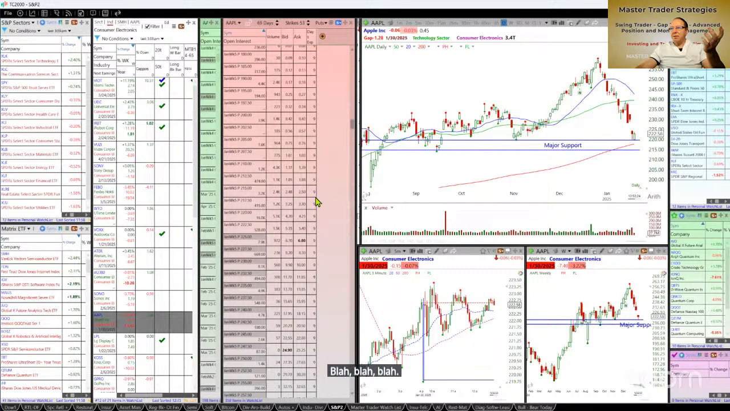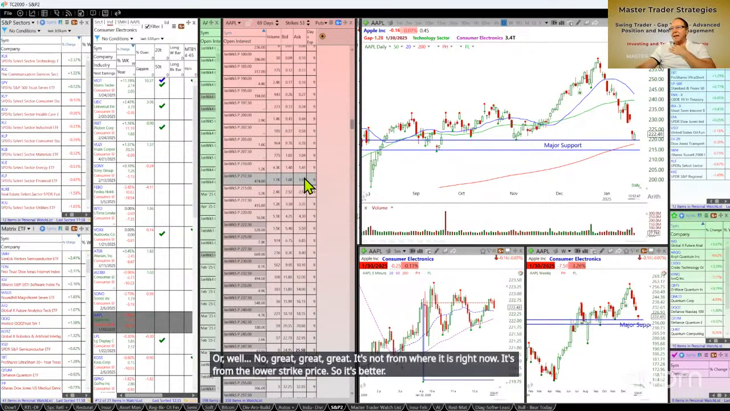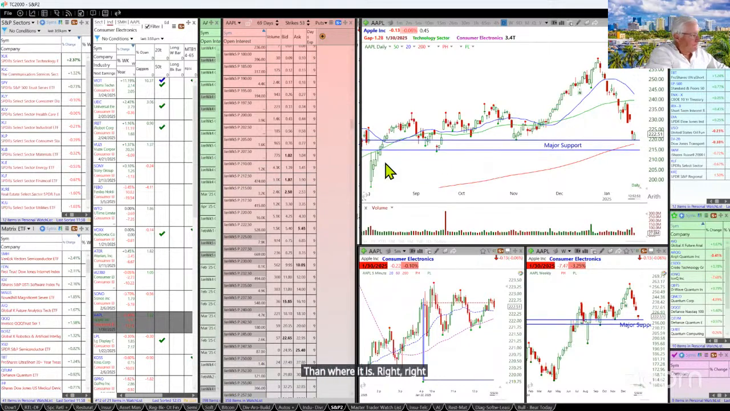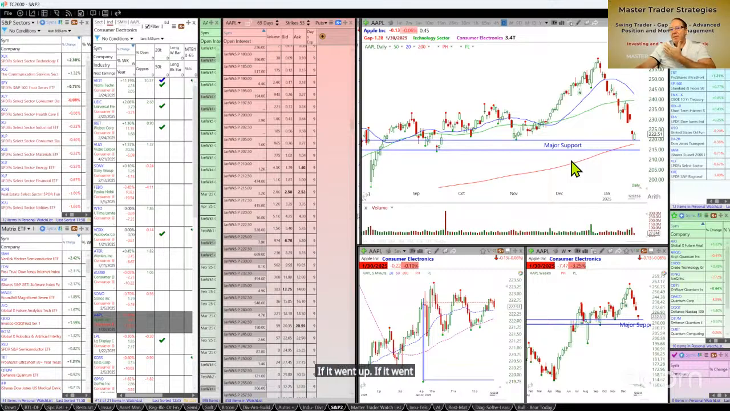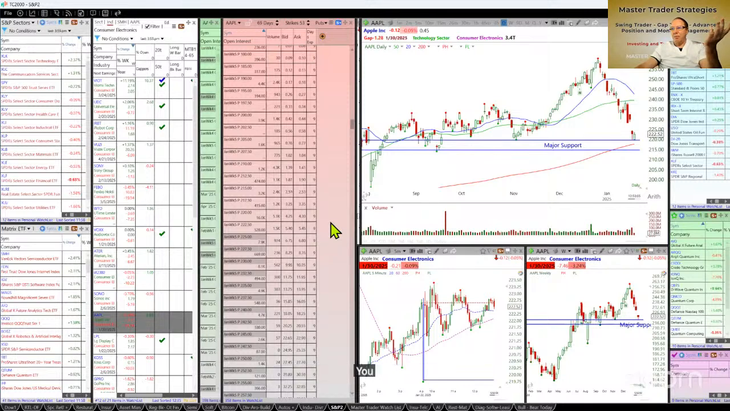Go to the option table. This is 9 days. We look to the left: $1.37 by $1.39. You could sell them for $1.38, lowering your cost by $1.38. No, Greg, it's not from where it is right now. It's from the lower strike price. That's where they would put it to you. If it went up from here, you just keep the money at the end of the 9 days. You wouldn't own it, but you'd put that money in your pocket.